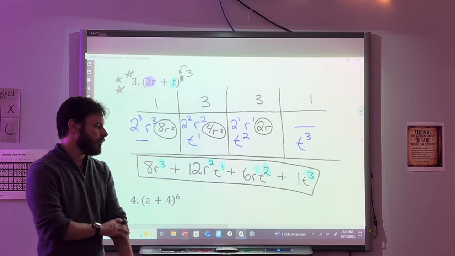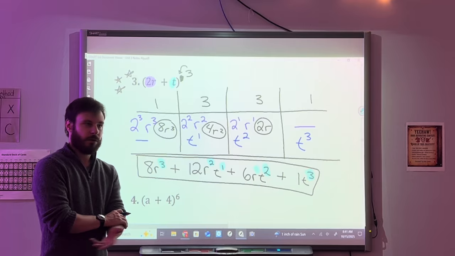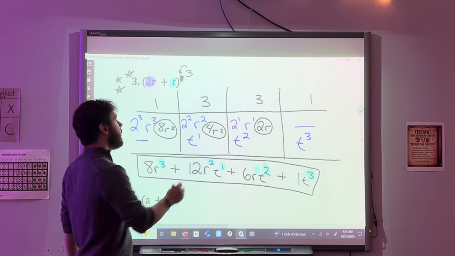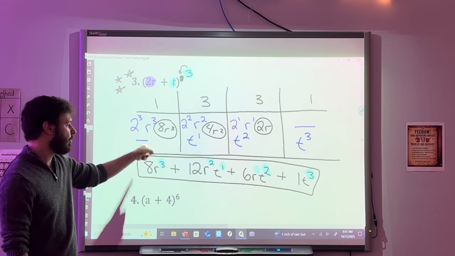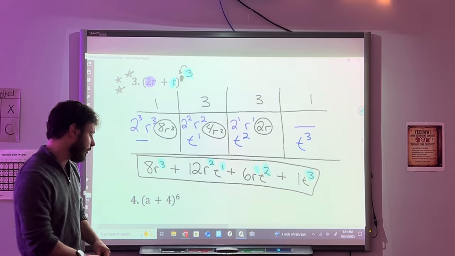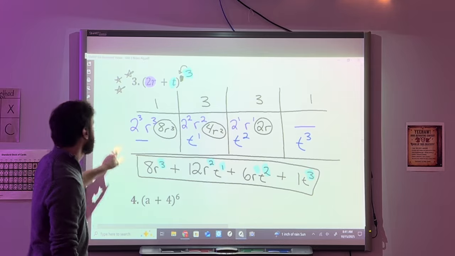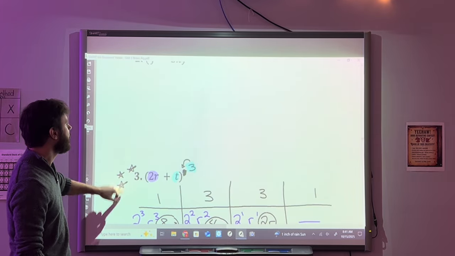Here's a quick check that you can do to make sure you did it right. Your exponents should always add to be the row that you started in. Okay, so I should have 3 exponents because I did the 3rd row. Okay, so that was that example.